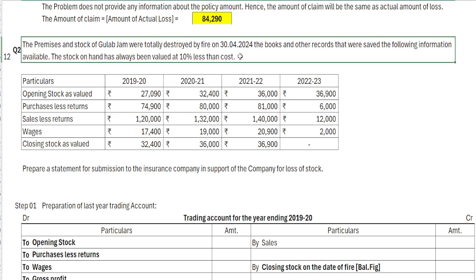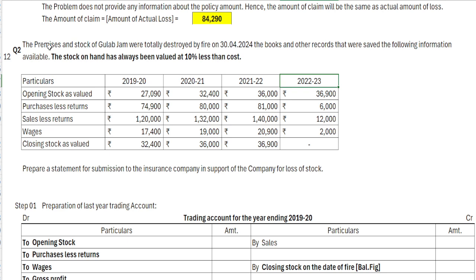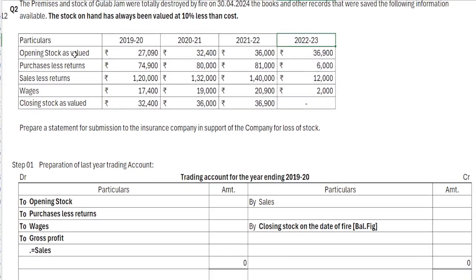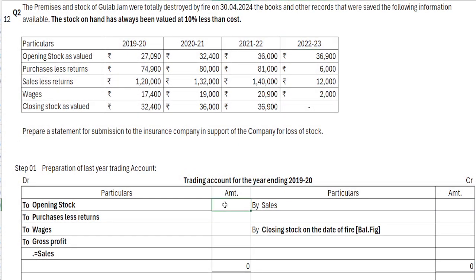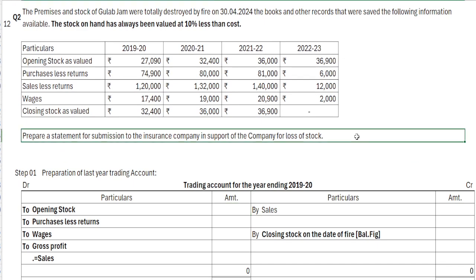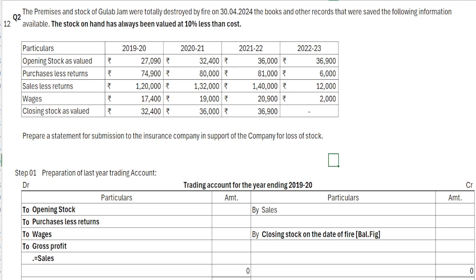Here, another important catch is that stock on hand was always valued at 10% less than the cost. This is important. Then the premises and the stock of Gulab Jam were totally destroyed by fire on 30 April 2024. The books and other records were saved, and the following information is available. Okay. Then opening stock. How do we calculate opening stock when it is undervalued?